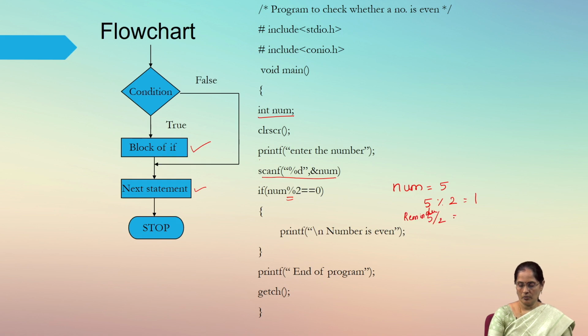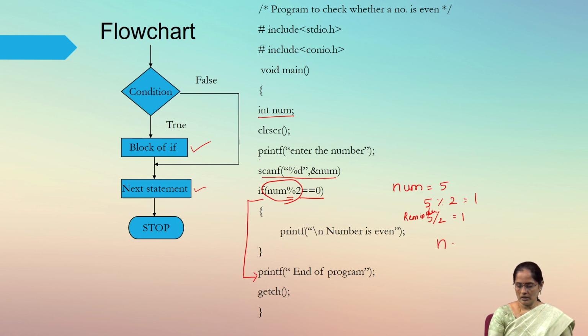So, the remainder will be 1, which is not equal to 0. In the decision making statement, the criterion is that if num mod 2 is equal to 0, only then the condition becomes true, but in this case the condition is false. So, it will skip this block, go to the next statement and just print end of program.